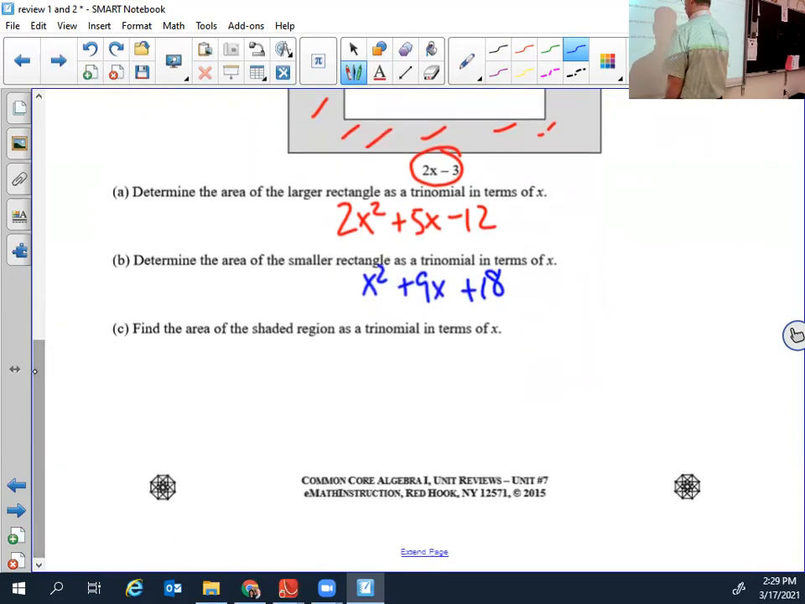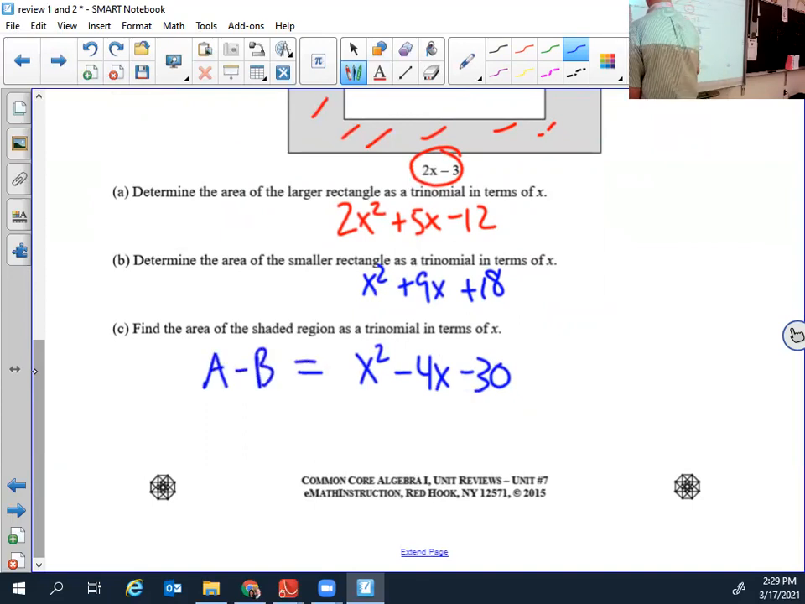And then they want to know the shaded area. So to do that, you're just going to subtract the 2, and that's going to give you x squared minus 4x minus 30. Okay? So this is really A minus B. Okay? So that is review number 1.